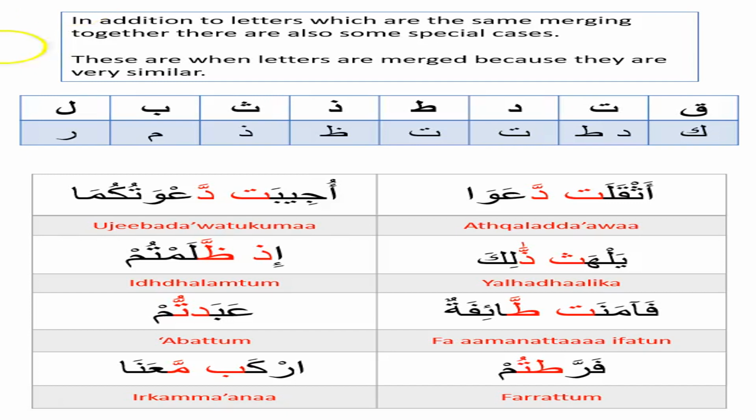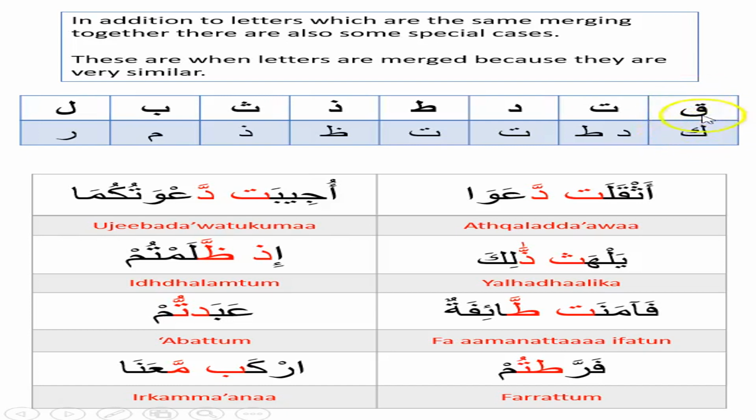Okay, so in addition to the letters which are the same, meaning the last letter of the first word and the first letter of the second word merging together, there are also some special cases. These are when letters are merged because they are very similar. So we'll take the example of Qaf and Kaf. We know that Qaf and Kaf are very similar in sound and also in the place of articulation, meaning the place from which their sound comes. The Qaf comes from the furthest part of the mouth: the furthest part of the tongue touching the furthest part of the palate equals the letter Qaf.